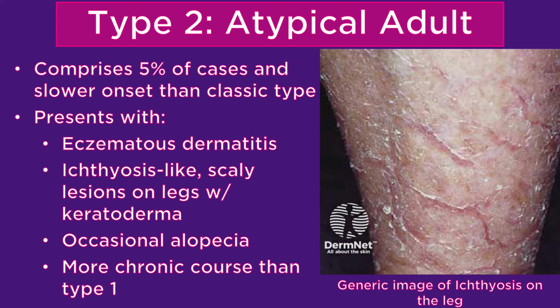Next, there's type 2 PRP, which is the atypical adult PRP comprising just 5% of cases. It has a slower onset and presents with areas of eczematous dermatitis, ichthyosis-like scaly lesions on the legs with keratoderma, and occasionally alopecia. It usually has a much more chronic course compared to type 1 PRP.